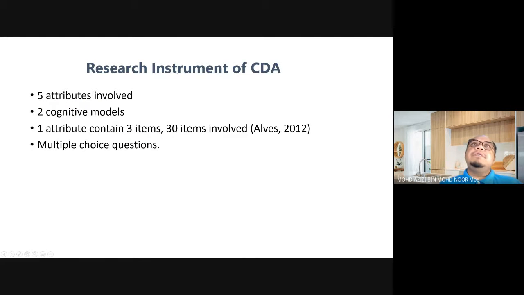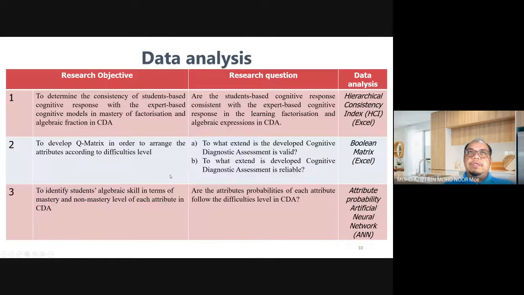The research instrument of the CDA involves 5 attributes and 2 cognitive models, and each attribute involves 3 items, based on ALF 2020. Therefore, the number of items is 5 times 2 times 3. The total will be 30 items. The type of items will be multiple choice questions.